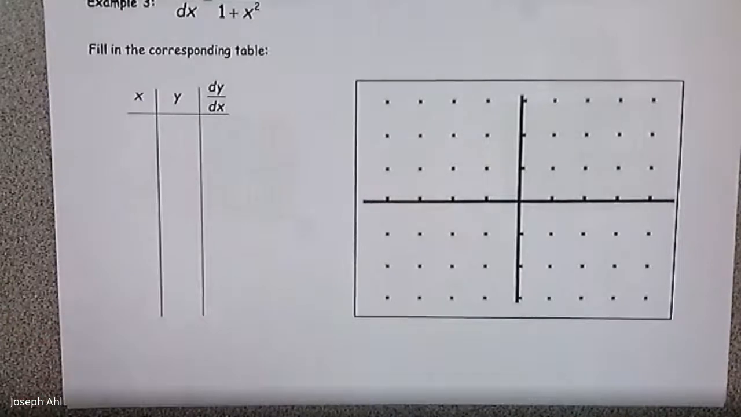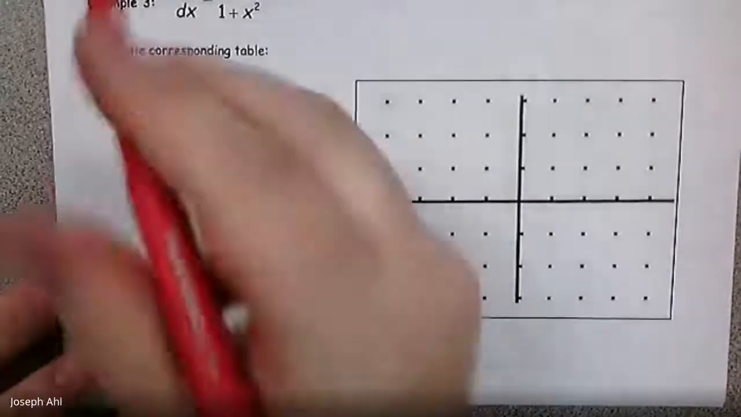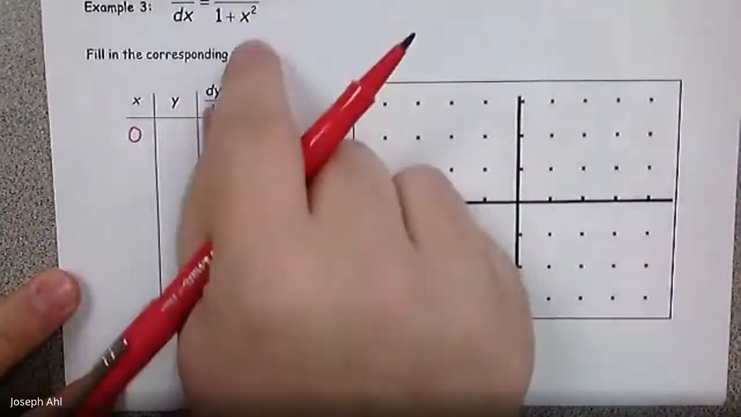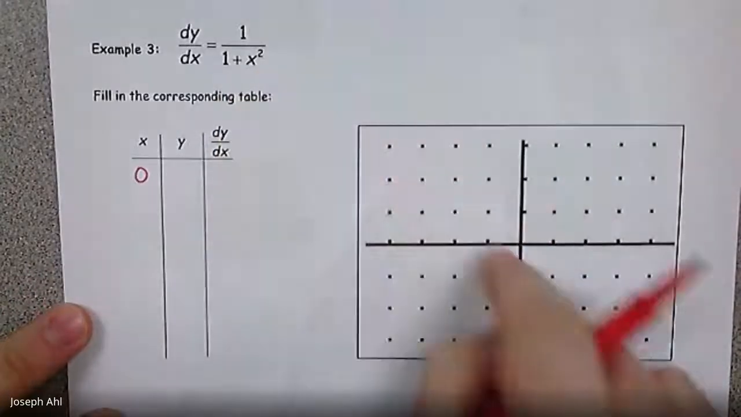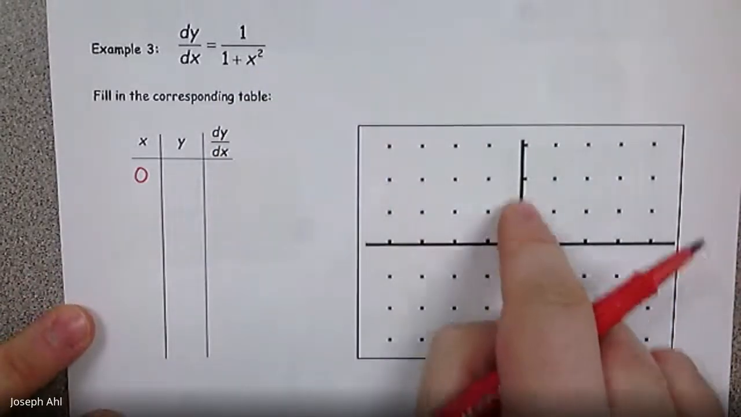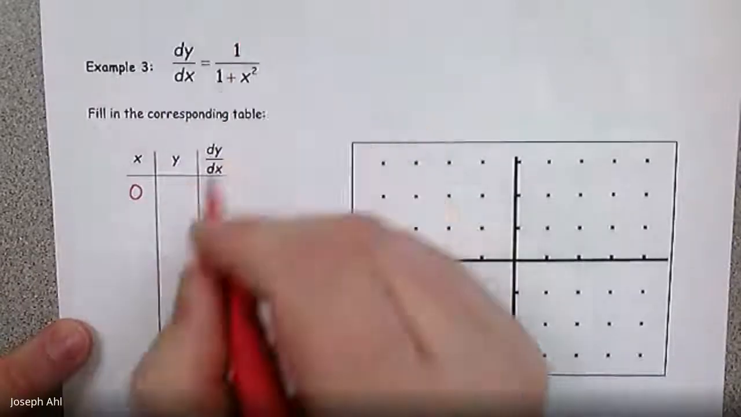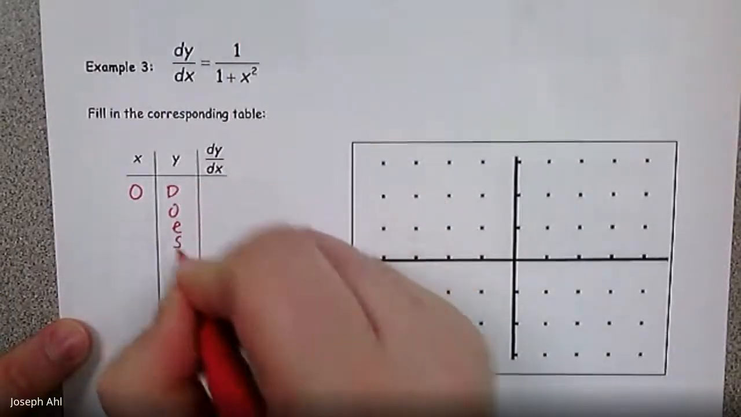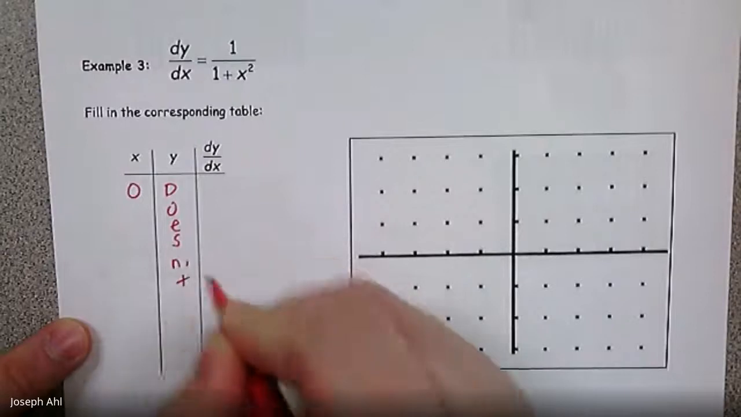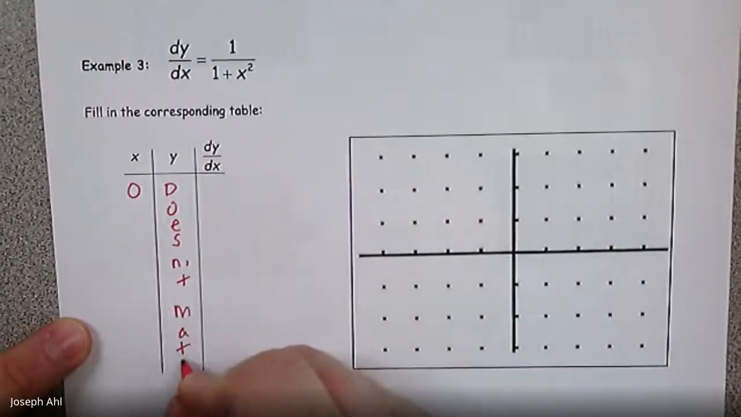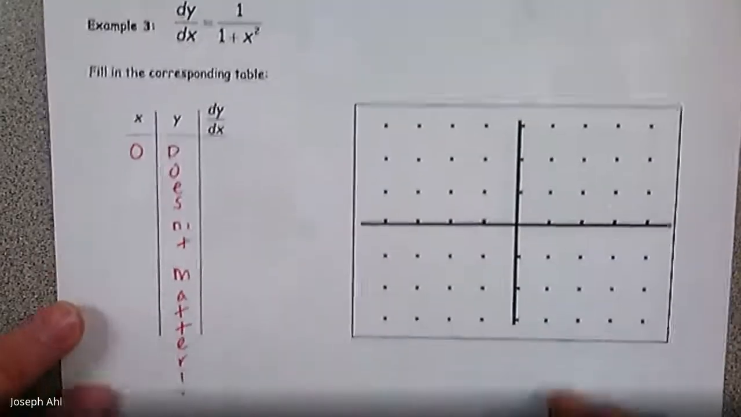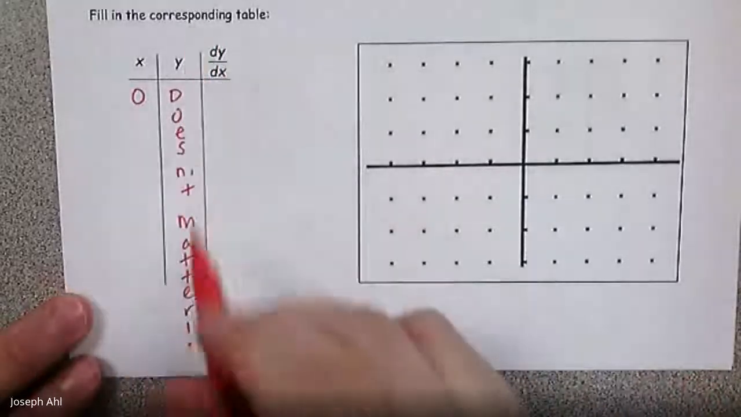Okay, so let's start with x equals 0. So at x equals 0, does it matter what the y value is for (0, 1), (0, 2), (0, 3), (0, -1)? Because this is dependent solely on x, this column will not matter. It doesn't matter what you choose for y.